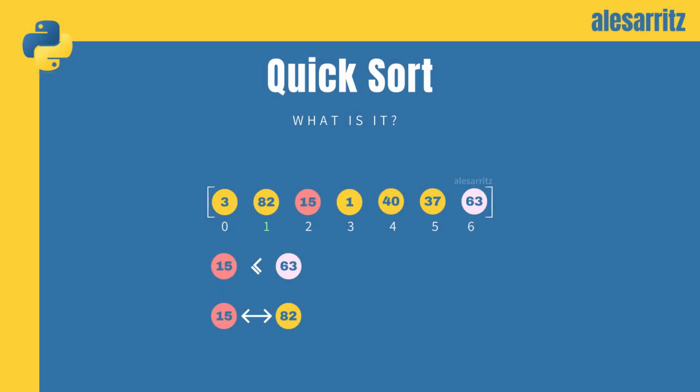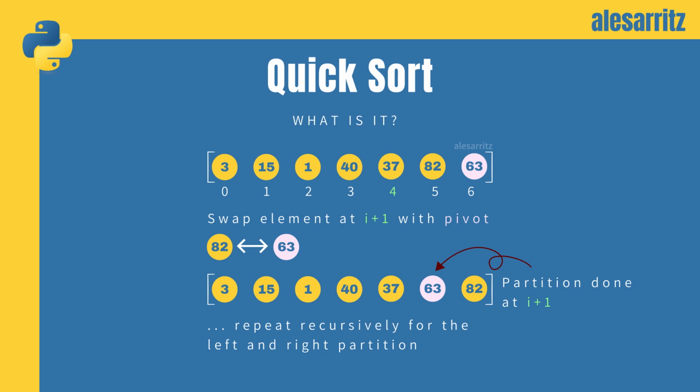Here comes 15. It is less than 63, so we increment I, which now represents the position of 82. Therefore, we swap 15 with 82. We repeat this with 1, 40 and 37. After that, we swap the element at I plus 1, 82, with the pivot.